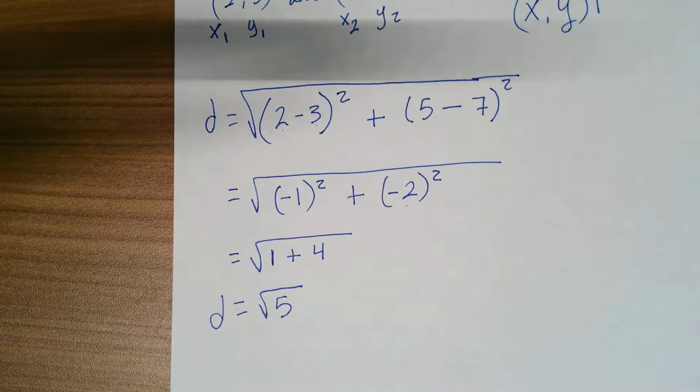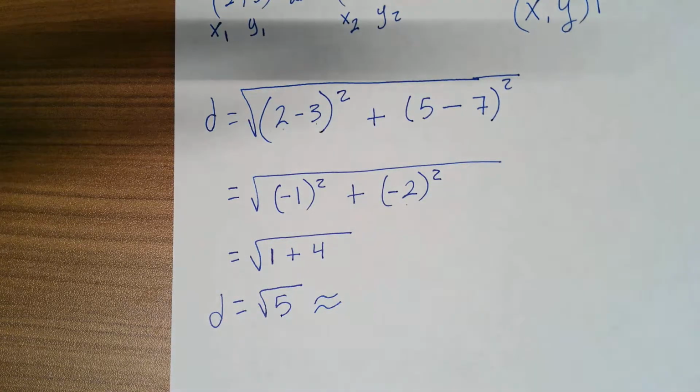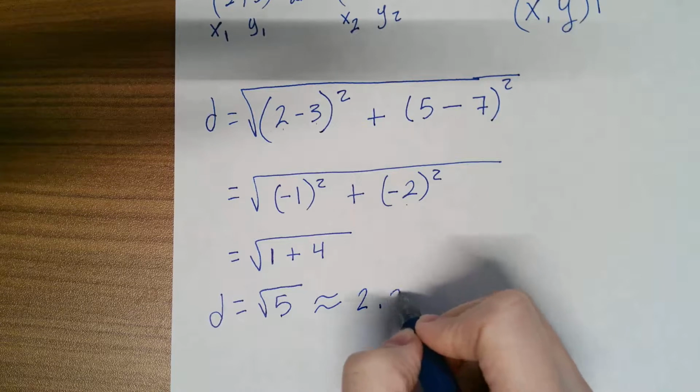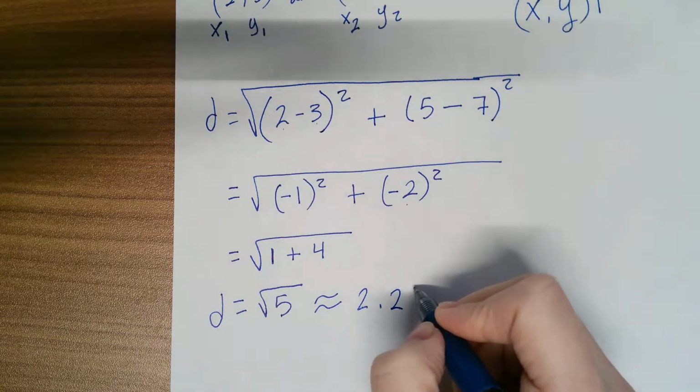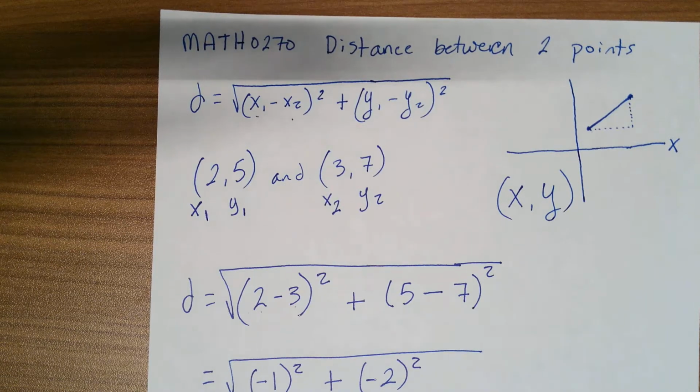Sometimes the homework is going to ask you for an exact answer. This is what they're looking for, that square root. If they ask you to give the decimal value, this is the approximate value, and we can just plug that into the calculator. The square root of 5 is approximately 2.236 if I round it to 3 decimal places. But just be mindful of what the question asks you for. And there we go, finding distance between 2 points.